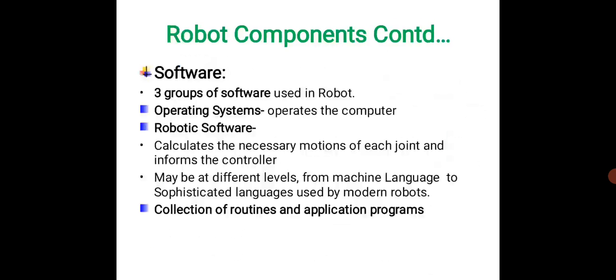Another important aspect is software. Three groups of software are used in a robot. One is the operating system, which operates the computer, and the second is robotic software. It calculates all the necessary motions of each joint and informs the controller, maybe at different levels, right from machine language. There are certain languages for robots, and it can even extend to sophisticated languages used by modern robots. And the third software is a collection of routines and application programs.